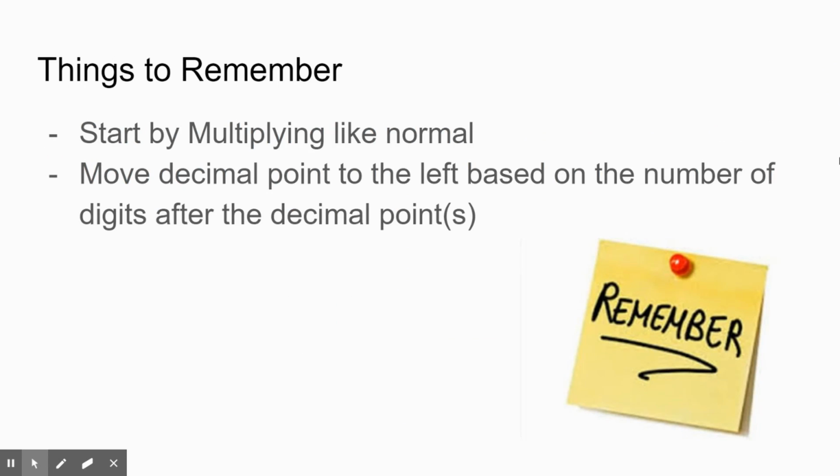So the important things to remember is that when multiplying multi-digit decimals, you start by multiplying like normal. Just multiply it as you usually would. If you use lattice, use that. If you use what I used, use that. It doesn't matter. After you've done so, move the decimal point to the left based on the number of digits after the decimal point, or points if both of your numbers have decimal points.